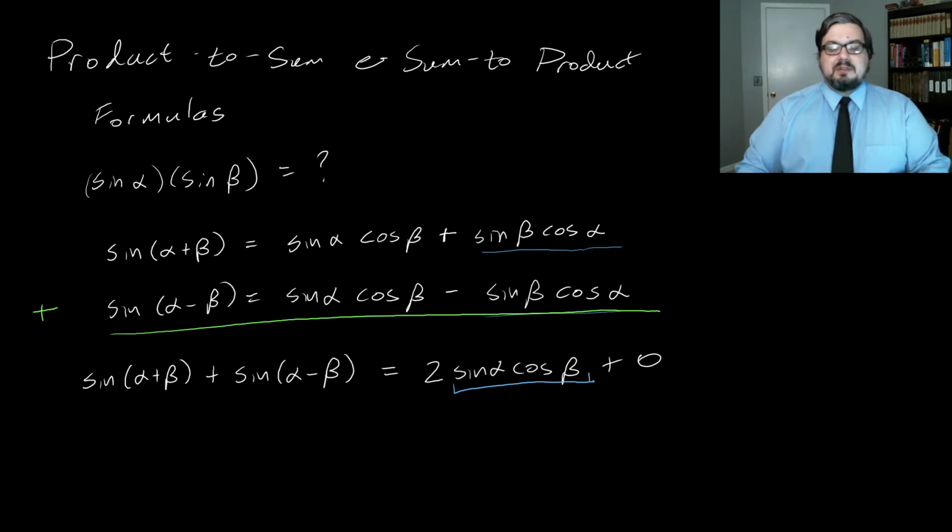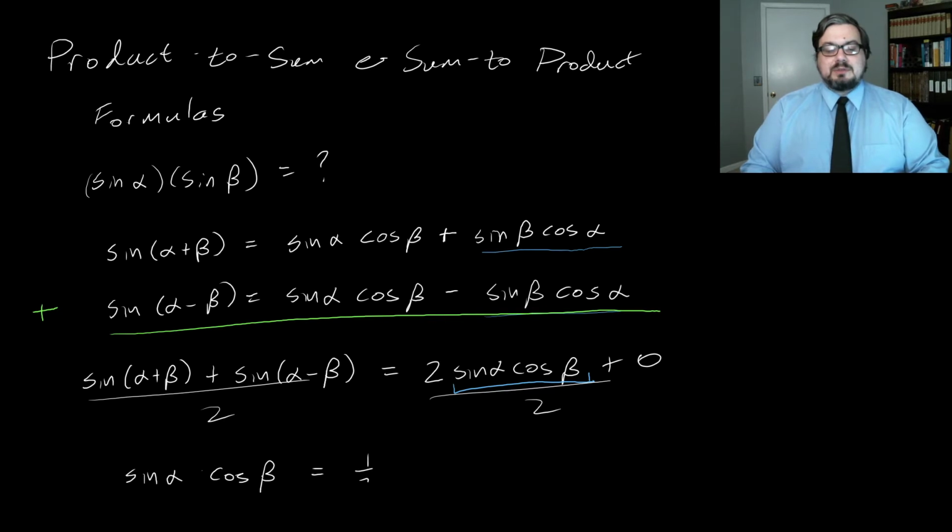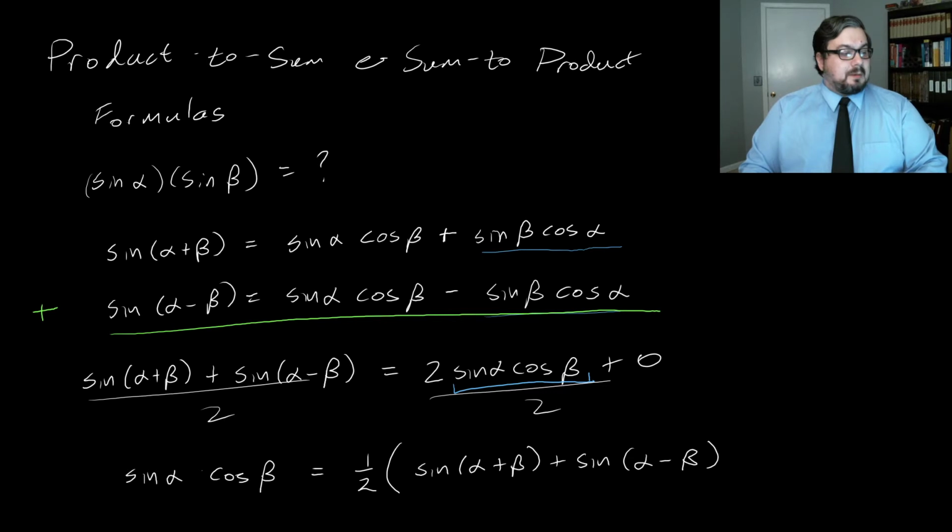And now, if we divide both sides by 2, what we get is that sine of alpha times cosine of beta for any angles alpha and beta is always equal to, and I'll write it with the 1/2 out in front, 1/2 of sine of alpha plus beta plus sine of alpha minus beta.